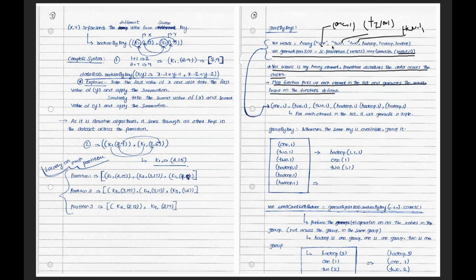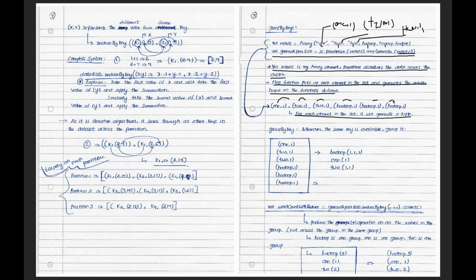So 1 comma 1, string 2 comma 1, string 2 comma 1, Hadoop comma 1, Hadoop comma 1, Hadoop comma 1. Okay, that's how it forms. For each element, it will generate a tuple. Now, this is a tuple, this is a tuple, and so on. You need to understand the difference between key value pairs and tuples.